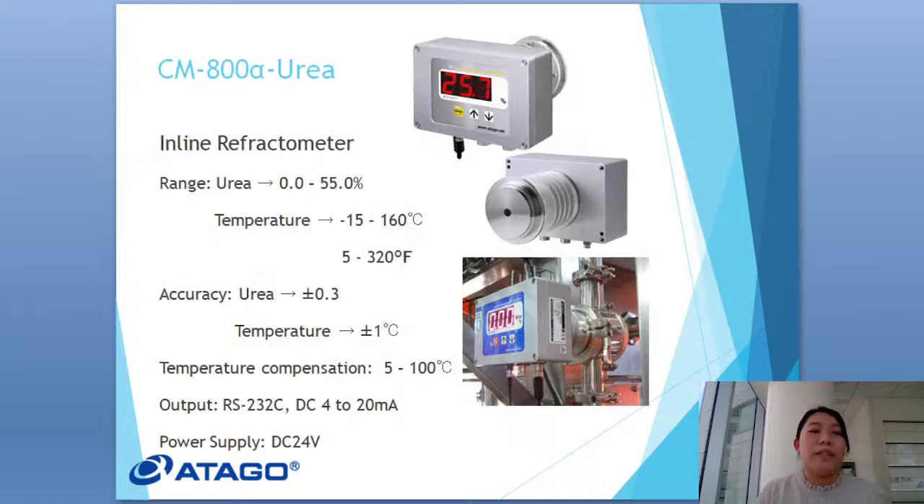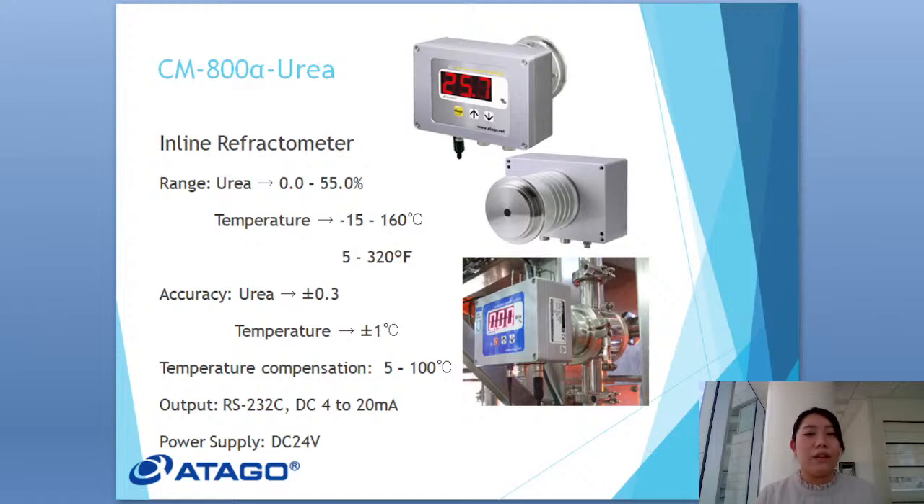Now let me talk about our CM-800-alpha-urea. This is also an inline refractometer, but this is different from the CM-BASEA-alpha because the range is 0 to 55%, and the temperature that you can measure is from minus 15 degrees to 160 degrees, and the accuracy is plus minus 0.3%, and the temperature is also plus minus 1 degree.